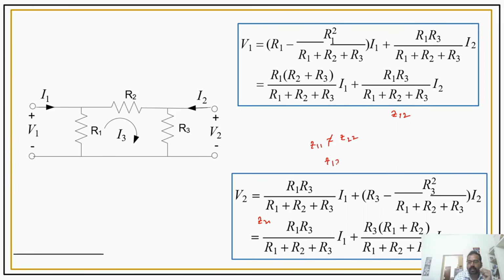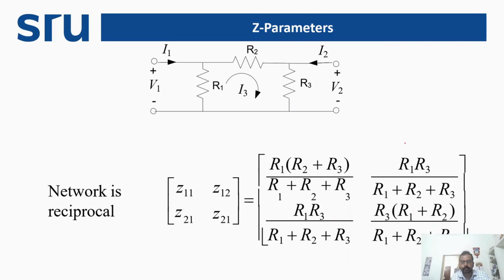And we have observed that Z12 equal to Z21, so it is reciprocal. So our given circuit is a reciprocal circuit, and this is not a symmetrical circuit. So in compact form, we can write our Z parameters in this particular way. So we have said that our network is a reciprocal circuit but not a symmetrical circuit.